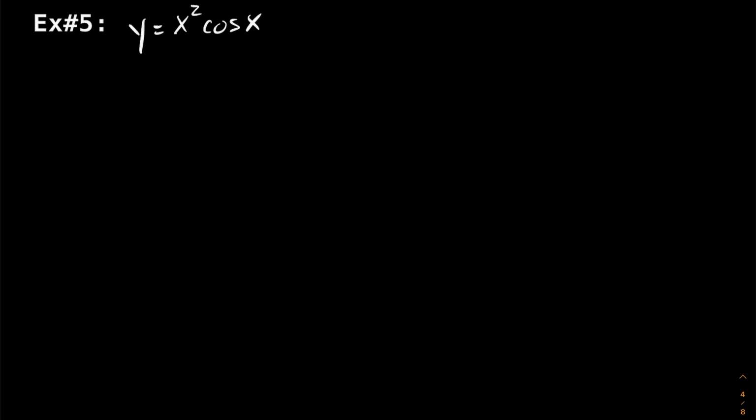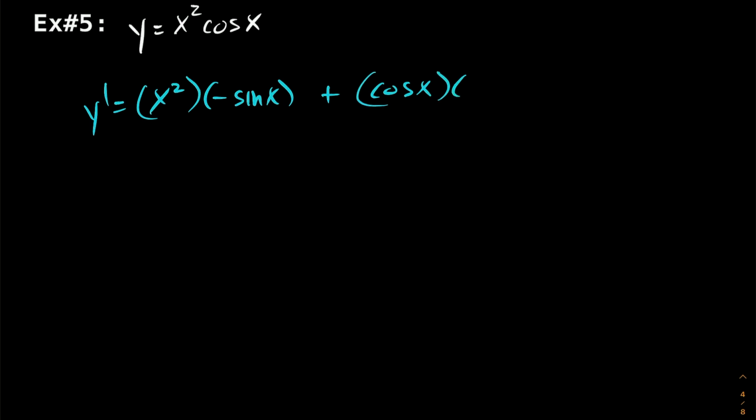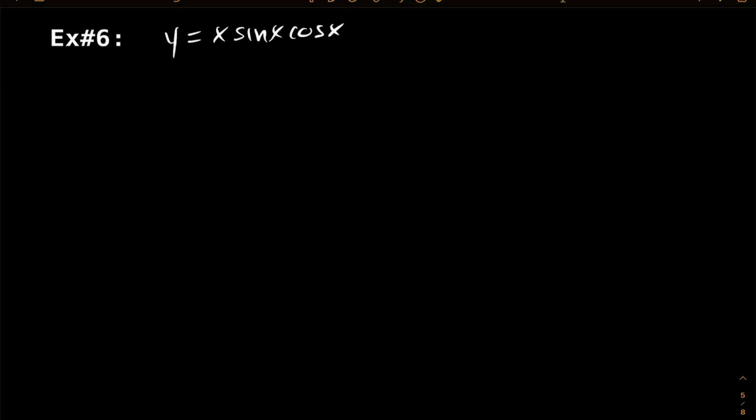For this example here, we want to find y prime. Notice now that we're going to use the product rule. We have the x squared times cos of x. So in this case here, y prime is going to be your first times the derivative of cos of x, which is negative sine of x, plus your second term times the derivative of the first, which is 2x. So in this case here, y prime is going to be negative x squared sine of x plus 2x times the cos of x.